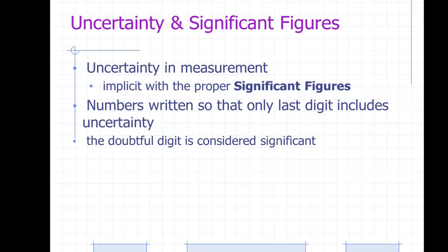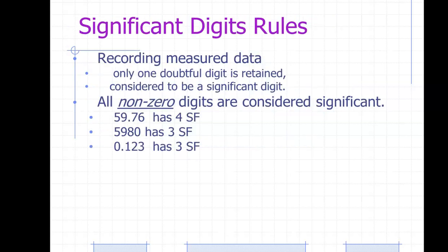For uncertainty in a measurement, we show the proper number of significant figures, all of which we know to be true except the last one, which has uncertainty in it. We only include one digit that has uncertainty, and all of those added up will be our number of significant digits or significant figures. I'll use those interchangeably. There are some rules on handling them.